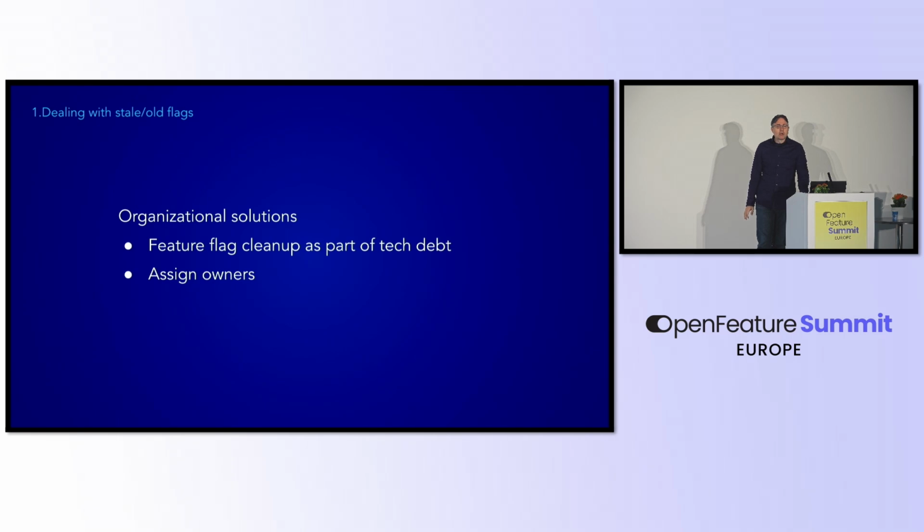There are some ways organizationally where you can address these issues. Make feature flag cleanup part of your tech debt. Maybe you do bug triage weeks, or have a clean up bug day, or clean up feature flag day. And also have owners, so that your flags or your projects have people you can hold responsible for making sure you're not just creating a pile of flag debt.